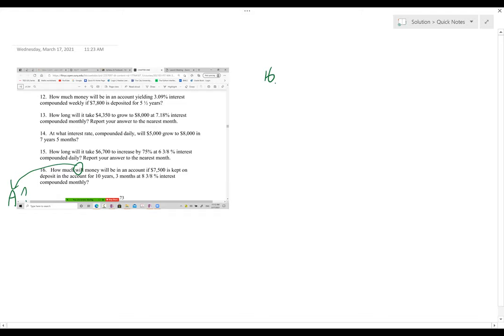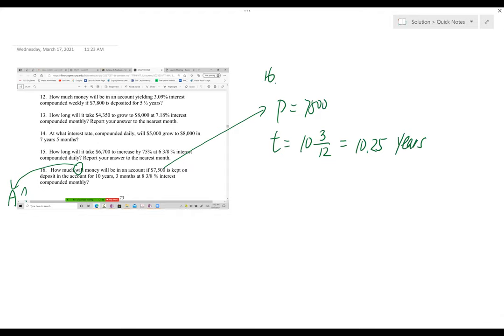Now we're given the principal, $7,500, and time t is 10 years, 3 months. Turn the 3 months into a fraction, it's 3/12. It's easy to convert to a decimal because 3/12 is 0.25, a quarter. So it's 10.25 years. The reason I don't keep it as a fraction is that you can turn it into a decimal with round numbers.